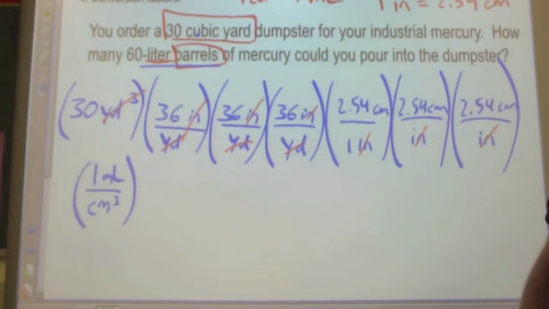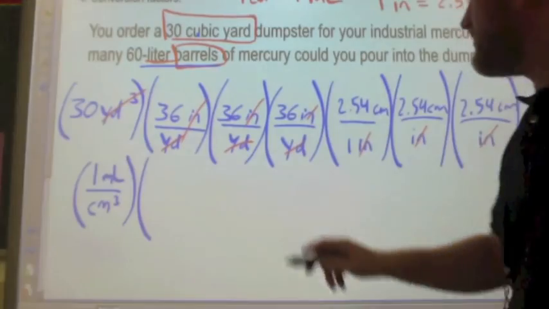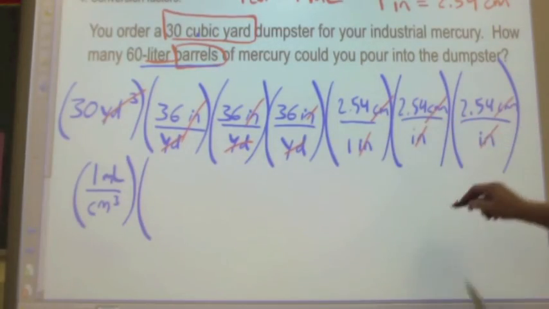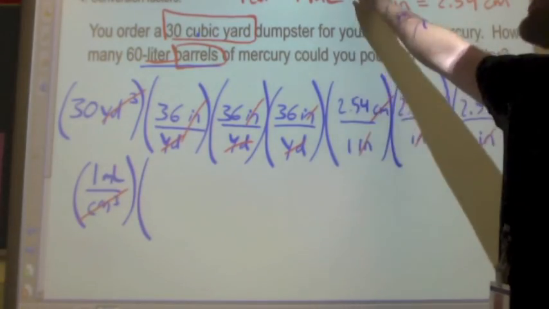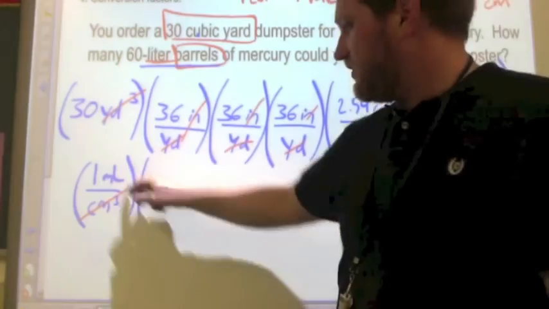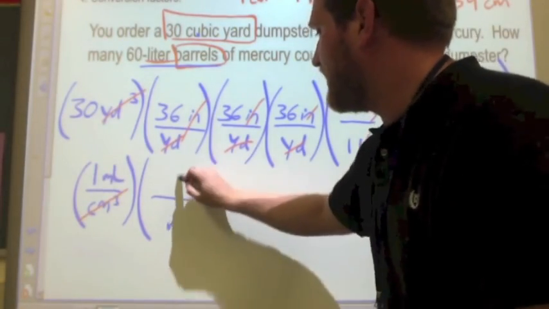Okay? We want to say how many 60-liter barrels. So, let's get from milliliters to liters. Actually, let me pause and cancel this out. Centimeter, centimeter, centimeter cancels centimeter cubed, and we're left with milliliter. Now we need to go to liters. Well, I want my milliliters to cancel and go to liters, so I'm going to put my milliliters down here and my liters up top.